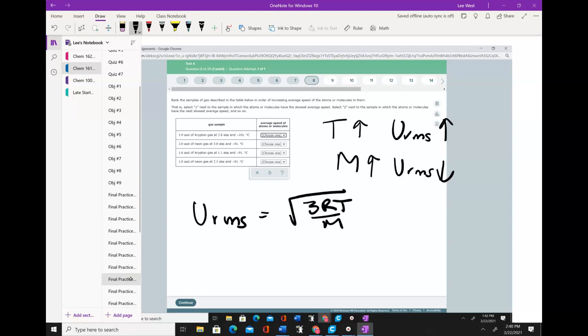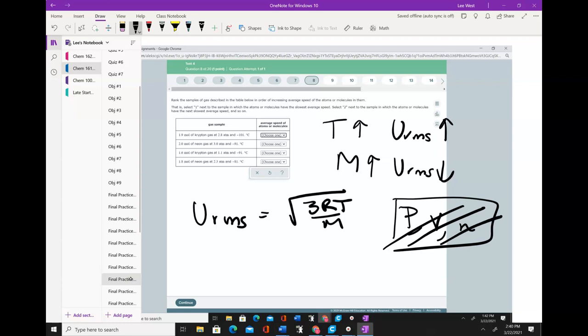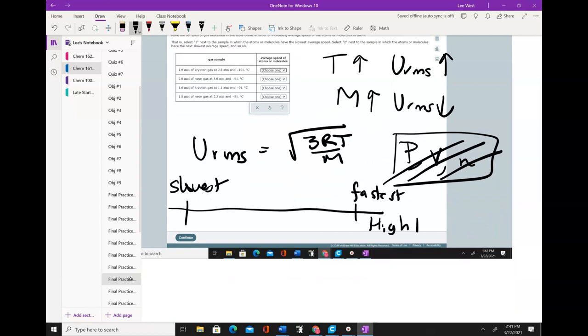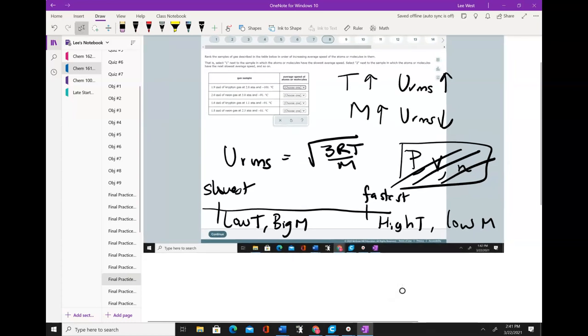Things that don't affect the speed of the particles are the pressure, the volume, and the amount. Those things are irrelevant. So we're just focusing on the molar mass and the temperature. In particular, the one with the smallest mass and the highest temperature is going to be going the fastest. So we have slowest, and we have fastest. The fastest ones are going to have high T and low mass, and the slowest ones are going to have a low T and big mass. That's how we're going to characterize these.